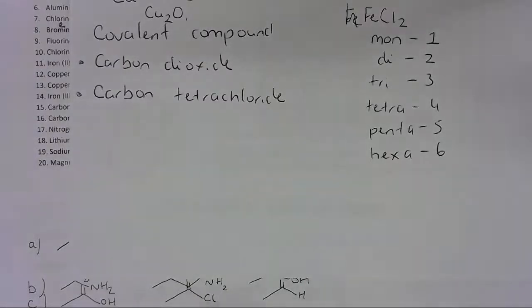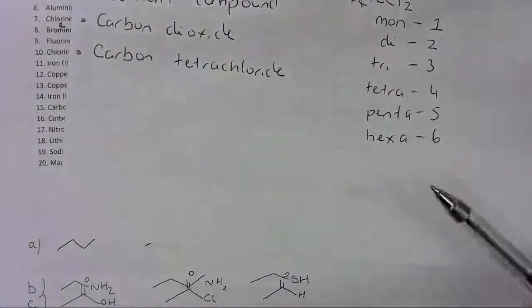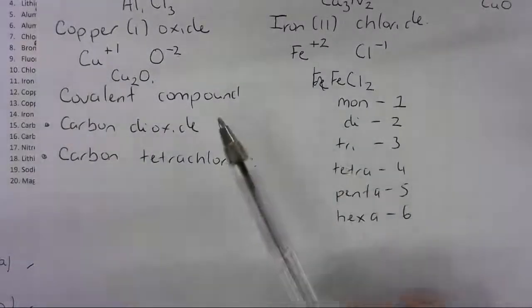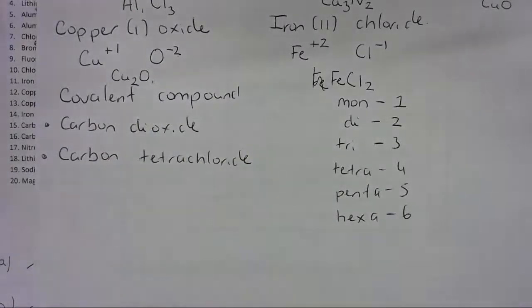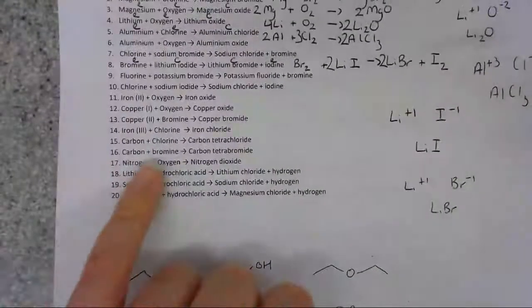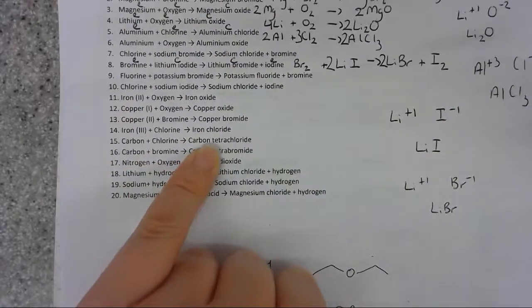So with your covalent compounds, as long as you know what your numbers mean, you should be able to work out the formula of a covalent compound by just looking at the name. We will do one down here because I've got some of them here. I've got carbon and chlorine forming carbon tetrachloride.